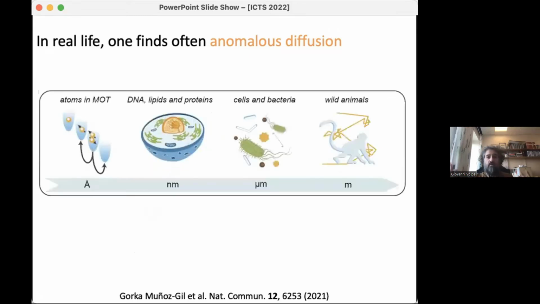Okay, so where do we find anomalous diffusion? Well, we find it everywhere, at all scales. So one can go from atoms in a motor, up to, as I already mentioned, molecules in the cytoplasm, which can be either confined, for example, in different cellular compartments, or can be actually propelled by molecular motors. Of course, when we think of cells and bacteria, there is a lot of motion going on there.